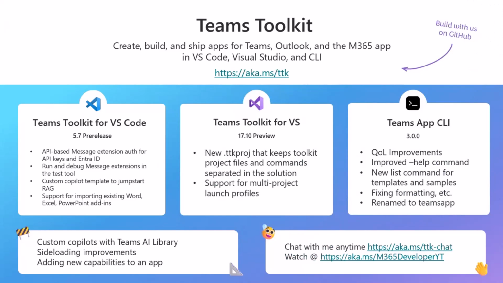John Miller is here for us. Thanks, David. Teams Toolkit 5.7 pre-release for VS Code is out, so you can create some API-based message extensions, and we have some auth support for that now too. And the test tool has some updates. You can run message extensions in there, so you can test without any accounts or having to set up really Teams at all. So that's a great way to get started.